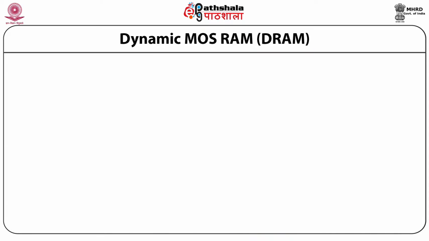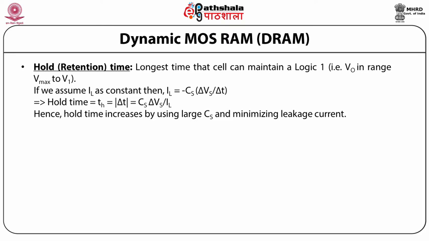Let us now discuss the hold retention time. It is the longest time that the cell can maintain a logic 1, that is Vs in the range Vmax to V1. If we assume IL as constant, then IL equal to minus Cs multiplied by delta Vs by delta T implies the hold time TH equal to the modulus of delta T equal to Cs delta Vs by IL. Hence, the hold time increases by using a large Cs and minimizing the leakage current.